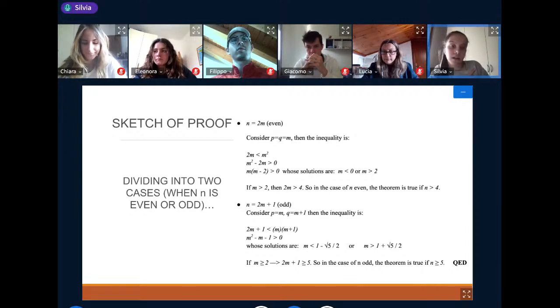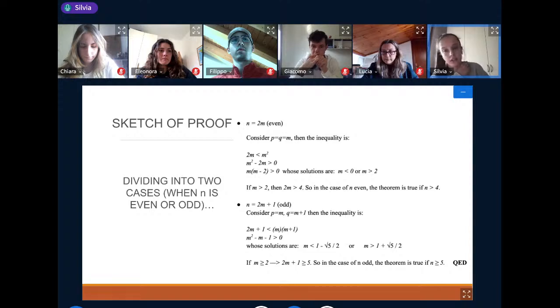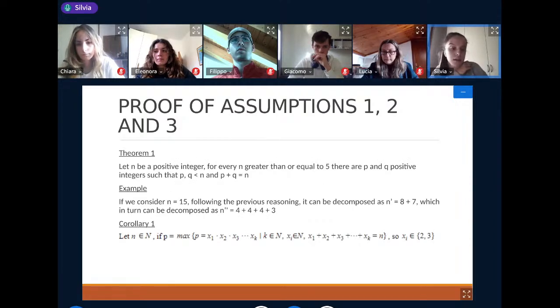While in the odd case, we can see this inequality where 2m plus 1 is smaller than m times m plus 1, whose solution are m smaller than (1 minus square root of 5) over 2, or m greater than (1 plus square root of 5) over 2. Since we are dealing with a positive integer n, it's convenient to approximate the value found to the integer. So in the case of n odd, the theorem is true if n is equal or greater than 5.